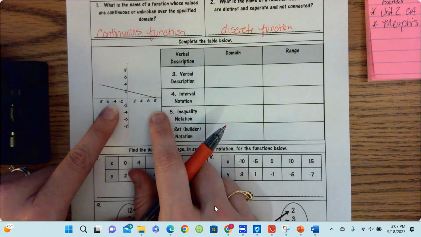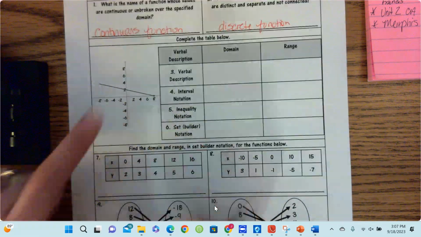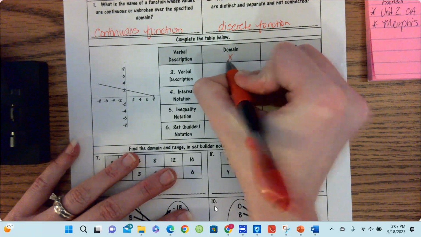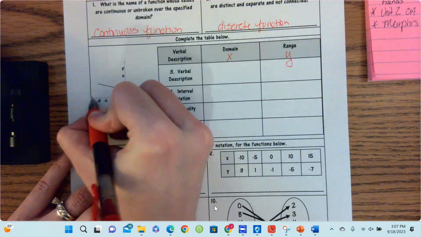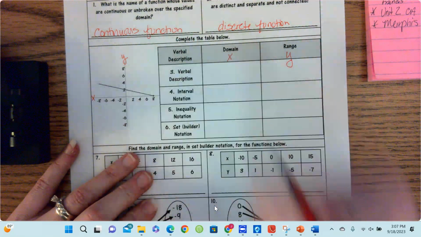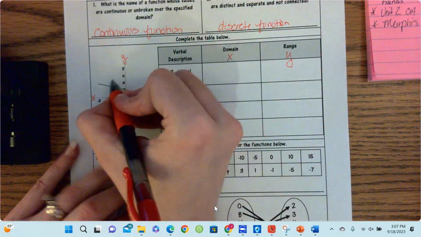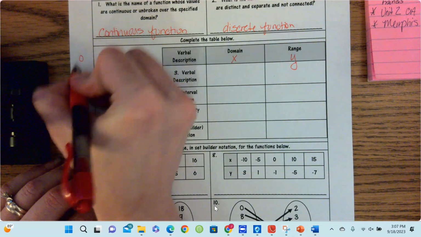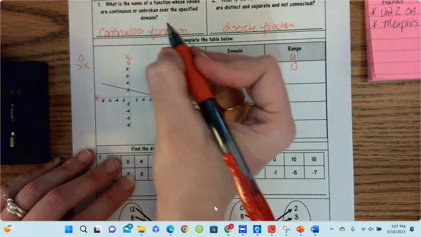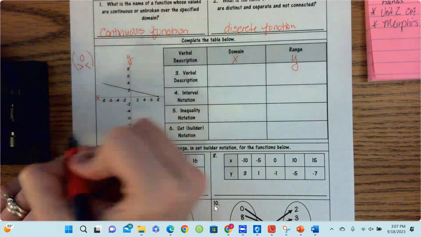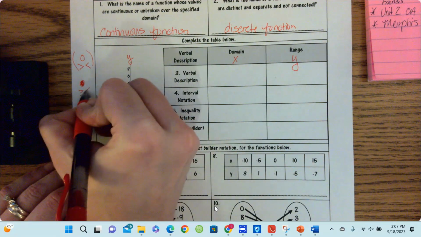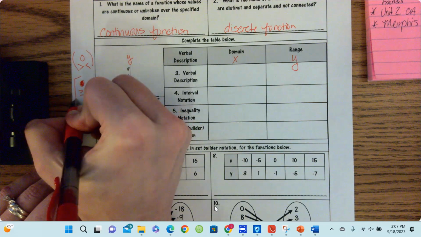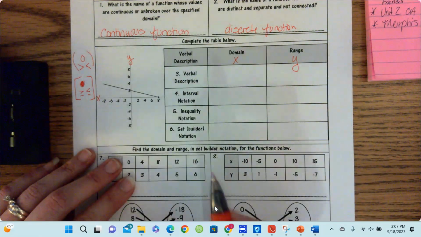All right, so first thing we're going to do is we're going to write the domain and range from a linear graph. So domain is x, range is y. This is the x-axis, this is the y-axis. Remember, open circle is greater than or less than, and we use parentheses. Closed circle is greater than or equal to, less than or equal to, and we use brackets.